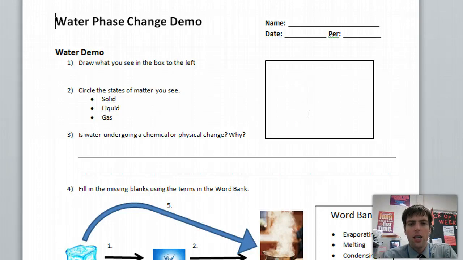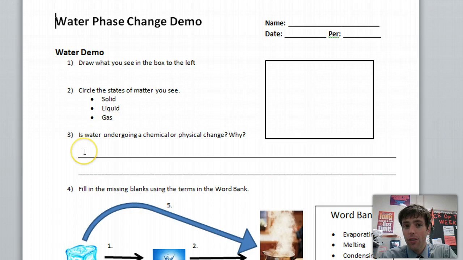You should have just done an experience where you looked at a hot plate right here with some ice cubes in the middle that was boiling because of the heat coming up from the hot plate. And so you should have drawn a nice picture right here. Should have circled solid, liquid, and gas because all three states were present.